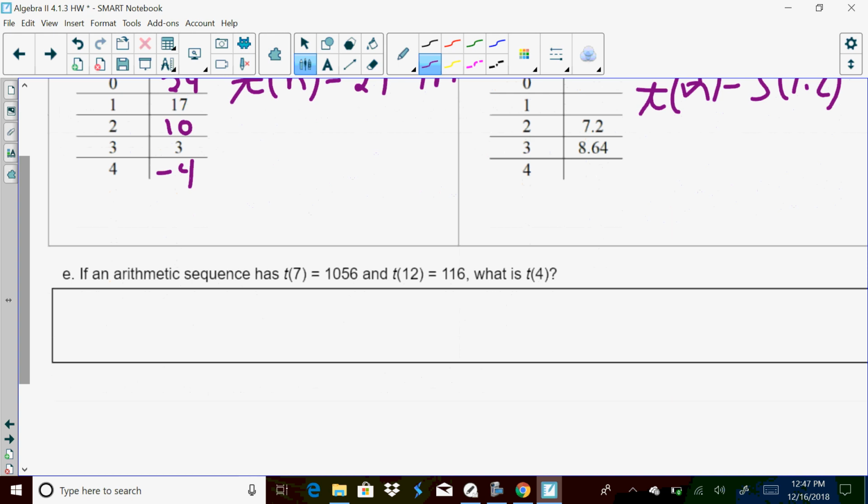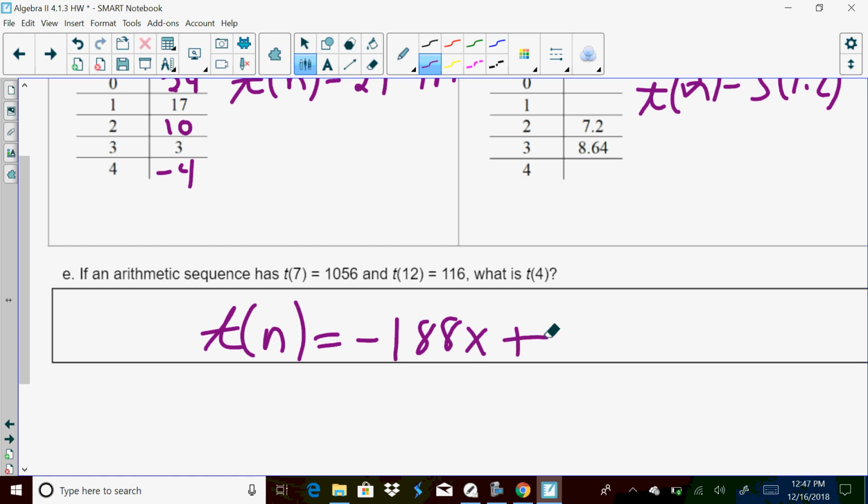So for E, it says write the arithmetic sequence. If we have T of n equals 1,500 and 1,056 and T of 12 equals 116. So it's definitely going down by something. So I could do it by finding the slope. So I ended up with T of n equals negative 188x plus 2,372.